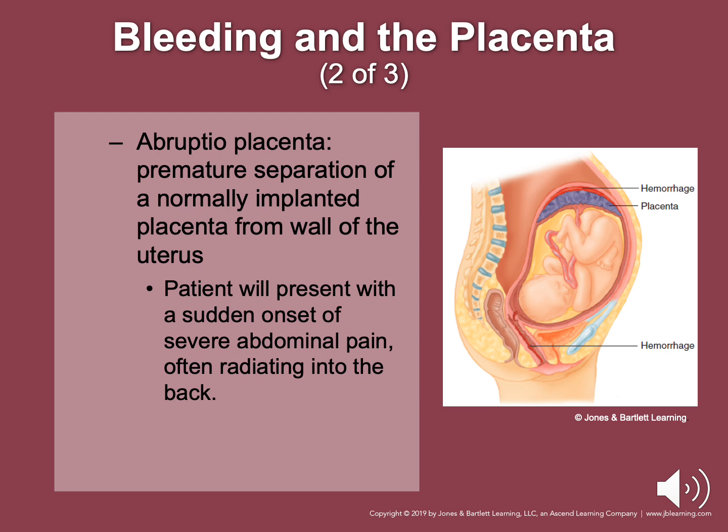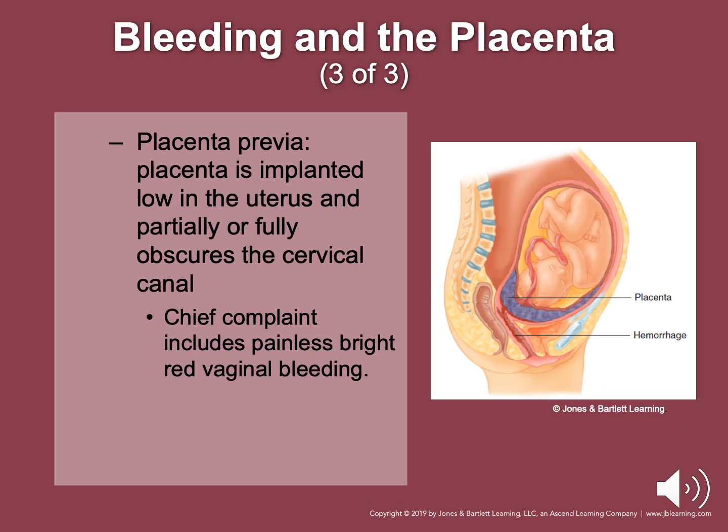Placenta previa. The placenta is implanted low in the uterus and partially or fully obscures the cervical canal. Maternal age and multiparity are risk factors. The complaint includes painless, bright red vaginal bleeding.